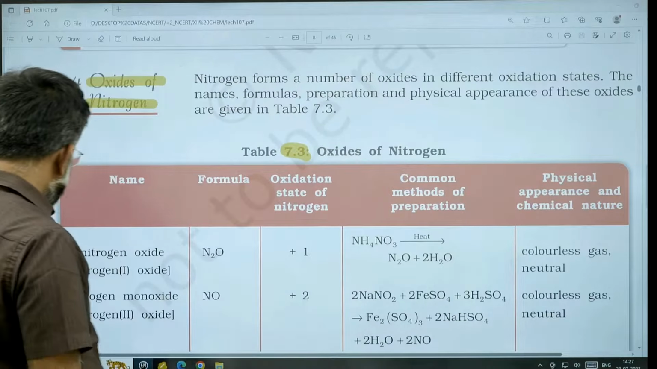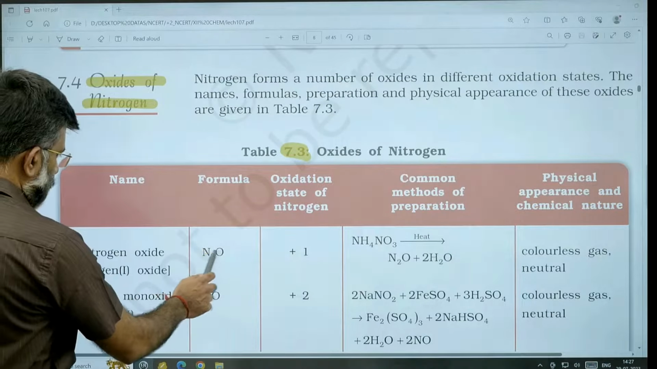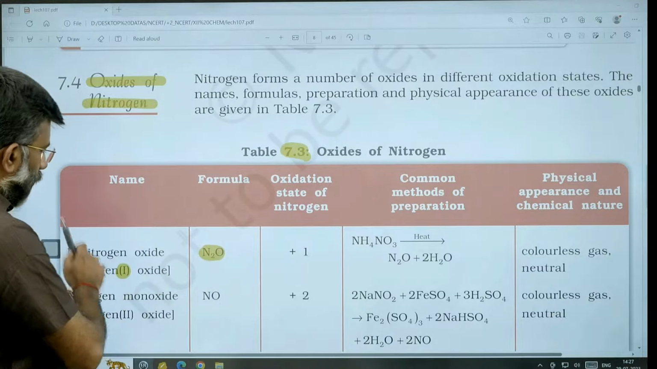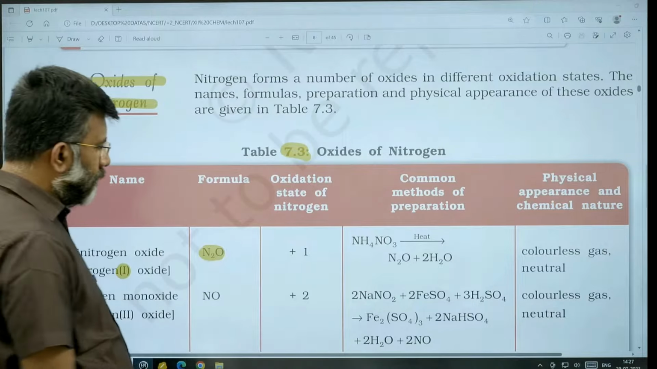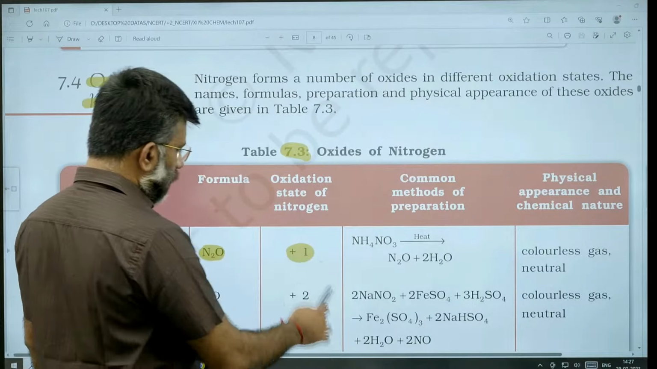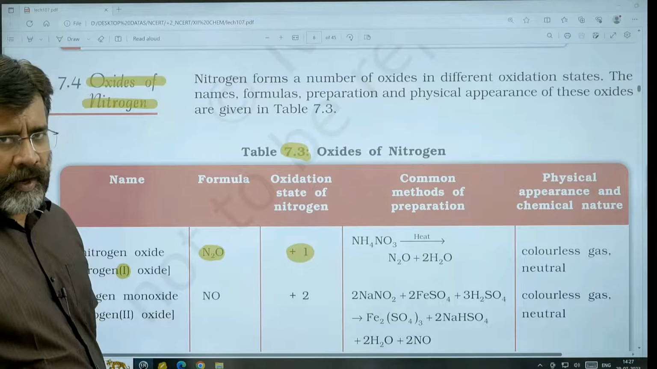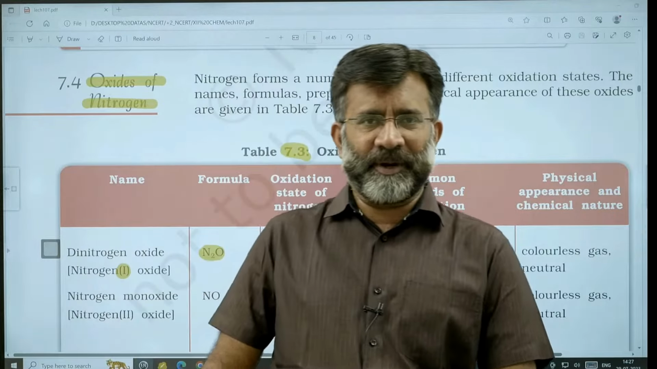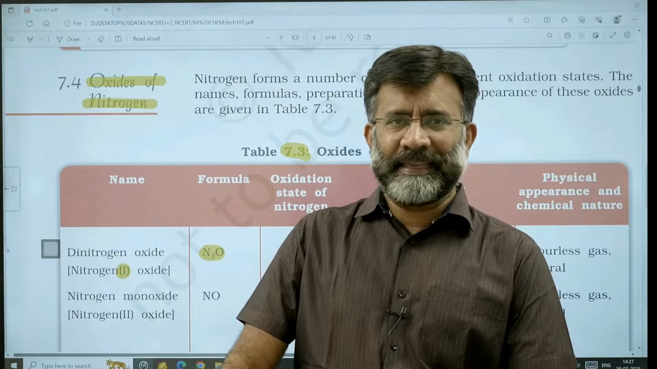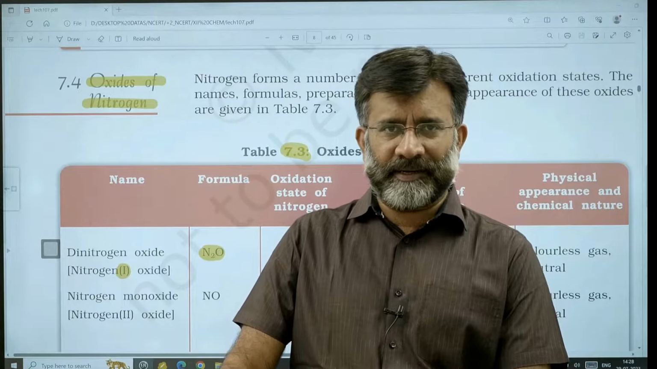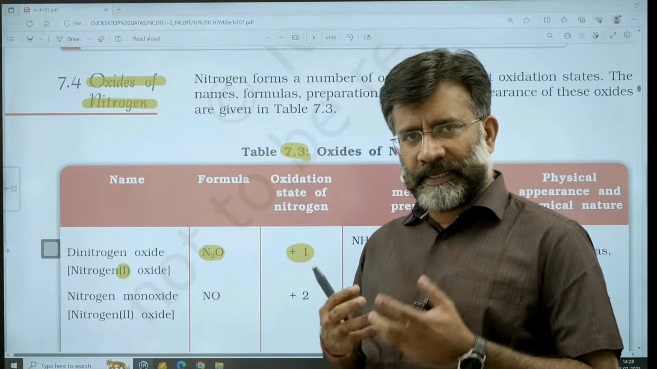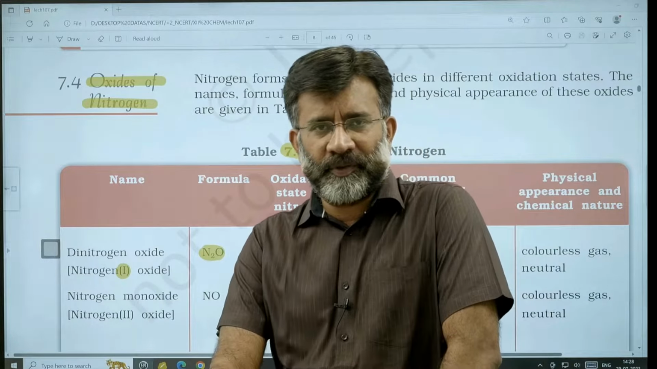First of all, dinitrogen oxide. Dinitrogen oxide, that is nitrogen 1 oxide. Nitrogen 1 oxide means that is the stock notation. Oxidation number is 1. I think all of you know what this oxide is, popularly known as laughing gas. Nitrous oxide is called laughing gas, inhalation of which causes a hysterical laughing sensation called euphoria.